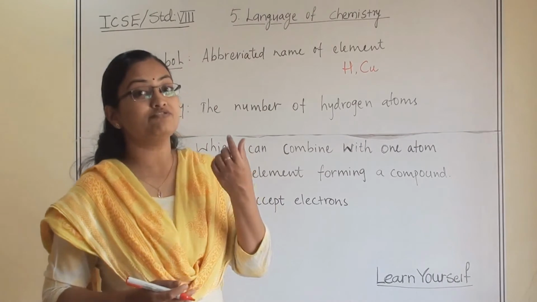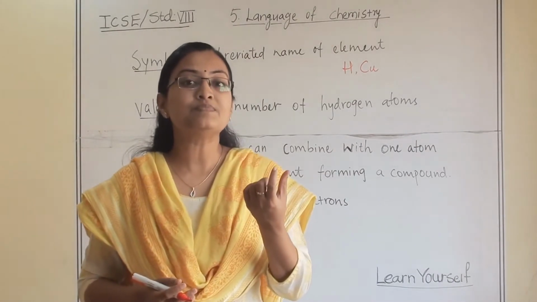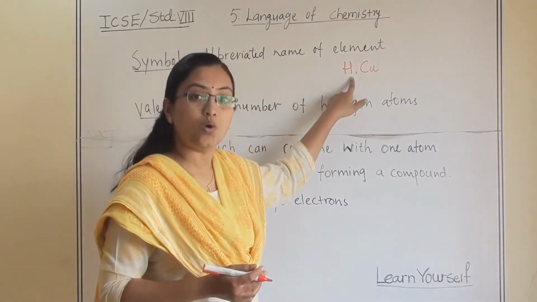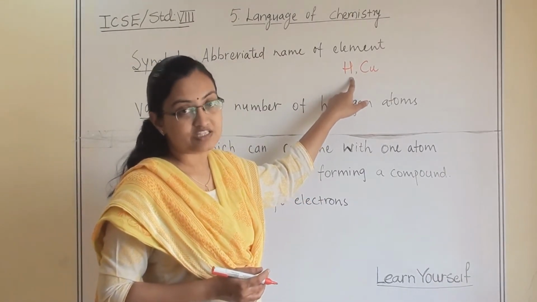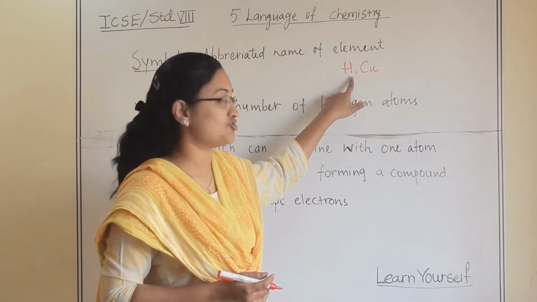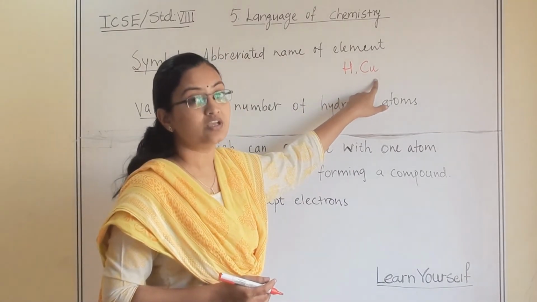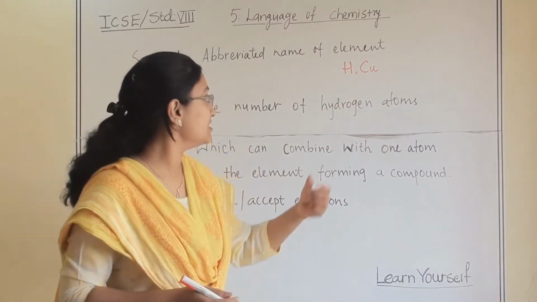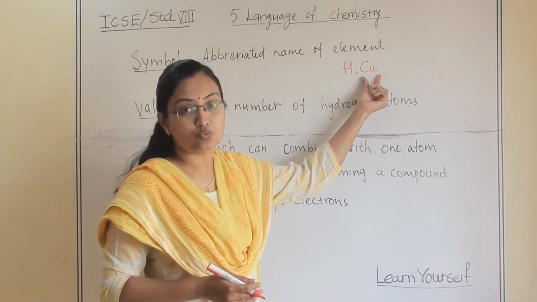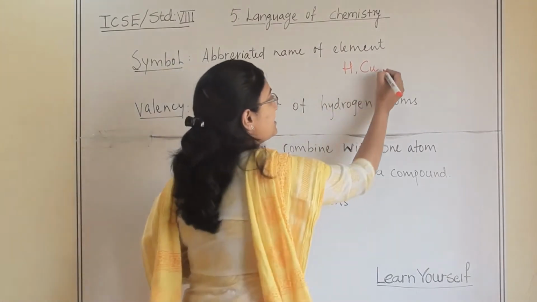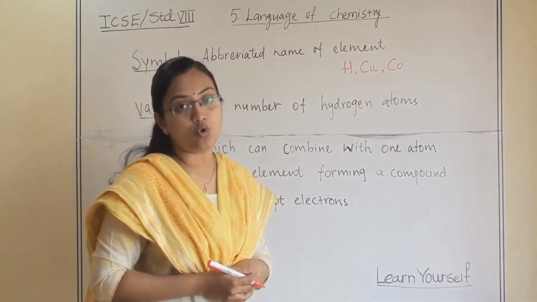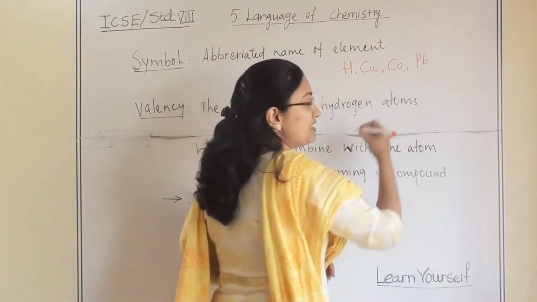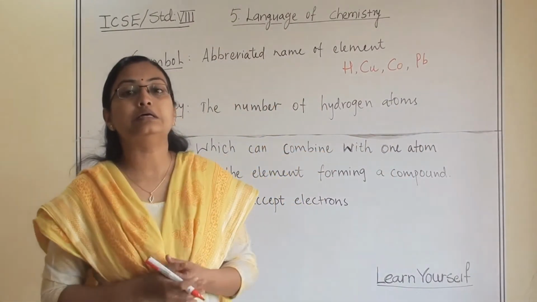Sometimes we are using the first two alphabets of the element's spelling, and sometimes only one alphabet of that element's spelling. For example, hydrogen, then H. But it is not the case with copper. The original name was cuprum, and from that we are writing Cu for copper and Co for cobalt. Also for plumbum it is Pb, and same for all other elements.